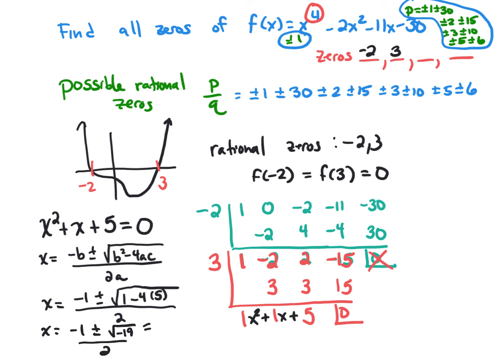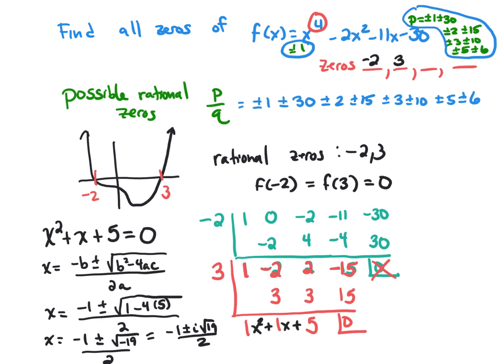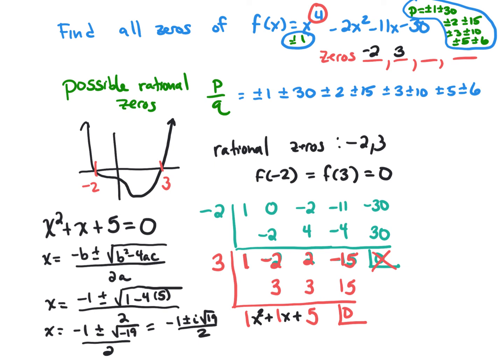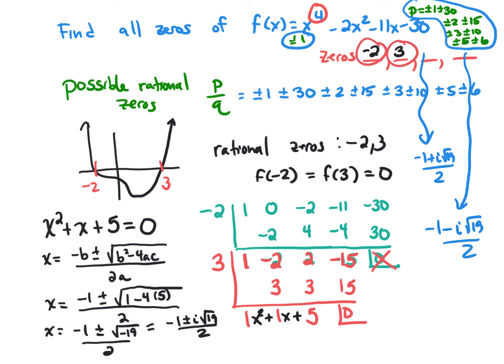And so just to clean it up a little bit, I can write this as negative 1 plus or minus i radical 19 over 2. And again, because it's got the plus minus, that's why my other 2 zeros are there. So my last 2 zeros, they're going to be kind of hard to squeeze in here, so I'll write them down here. So my last 2 zeros are going to be negative 1 plus i radical 19 over 2. And then this guy, my last 0, is going to be negative 1 minus i radical 19 over 2. So I have 1, 2, 3, 4 zeros for this problem.